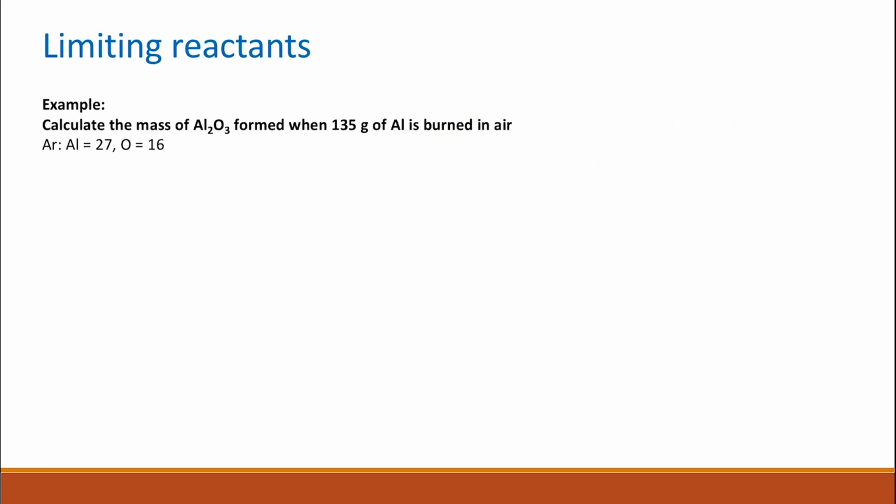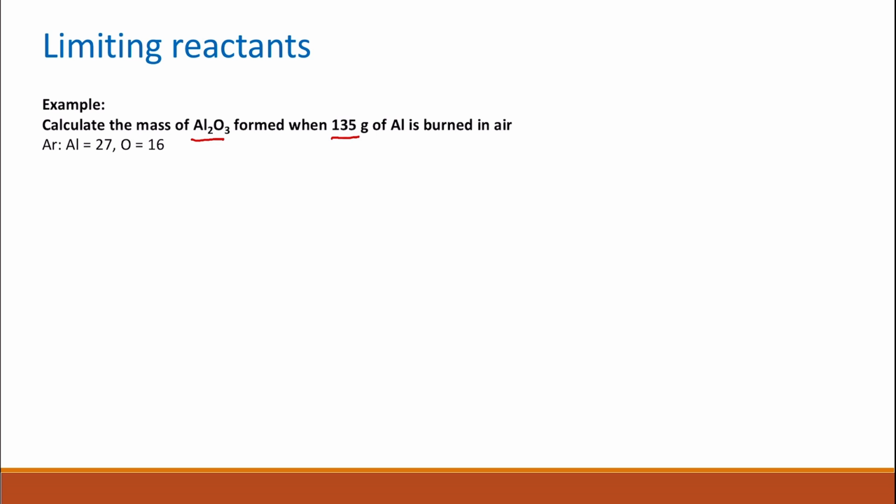So let's have an example for this and see what are the steps that we are going to use to do this calculation. If you want to calculate the mass of aluminum oxide formed when 130 grams of aluminum is burned in air, then what would we do? First of all, we need to consider what is the limiting reactant in this reaction. This is a reaction between aluminum and air, or aluminum and oxygen. Of course, oxygen is going to be the one in excess, so it's not the limiting reactant. So our limiting reactant now is the aluminum.